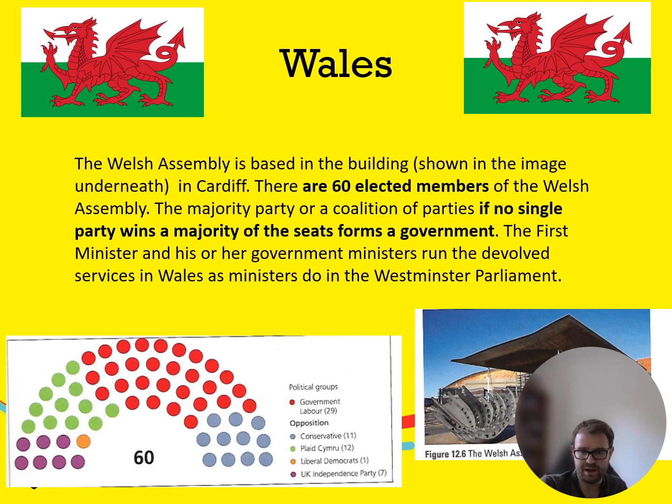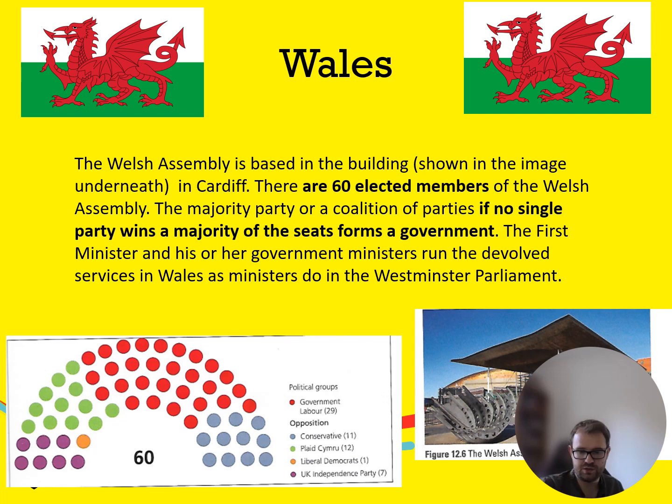Wales itself, there are 60 elected members in the Welsh Assembly. The majority party or a coalition of parties, if no single party wins. Again, it's the same principle that you should already know. You win more than half, you get a majority, you have control. If not, you have a minority and you need to form a coalition. It works in a similar way. They have the devolved powers to run their assembly in the way they like.